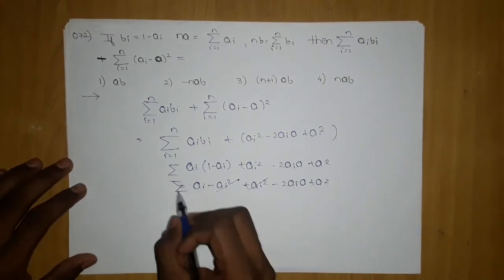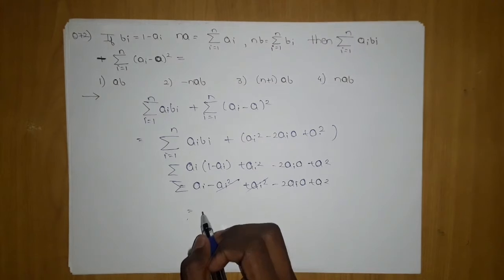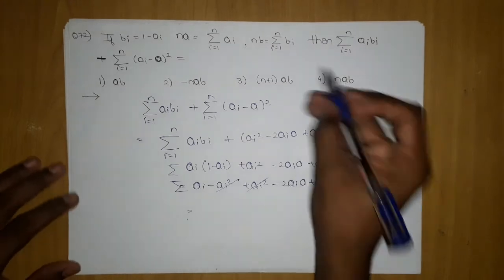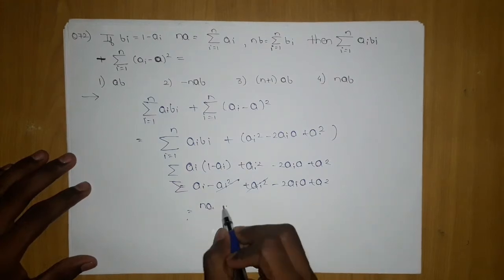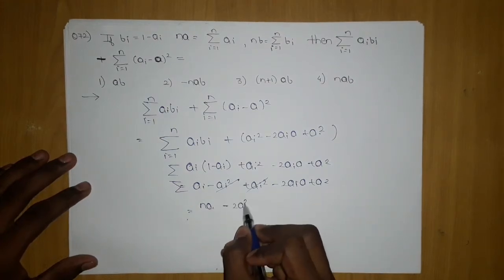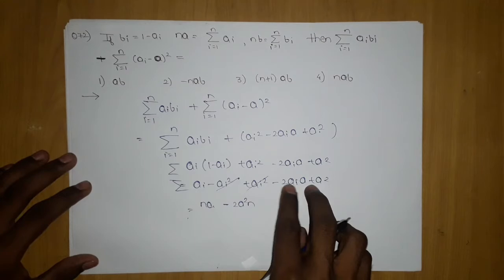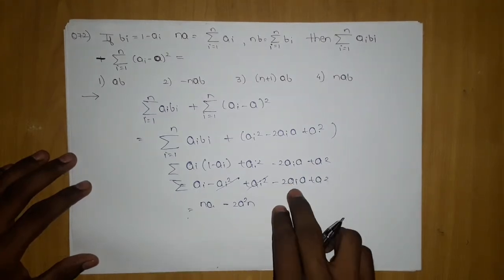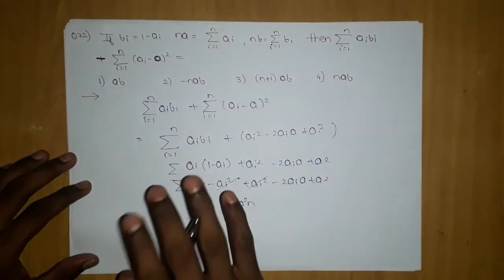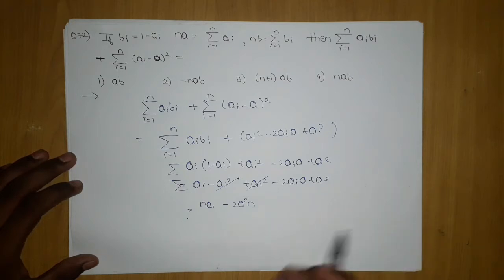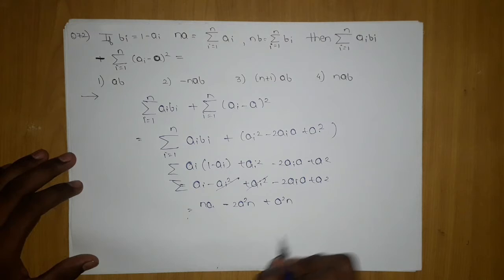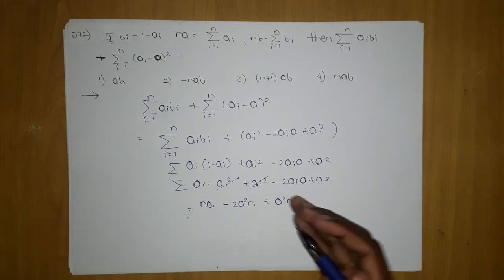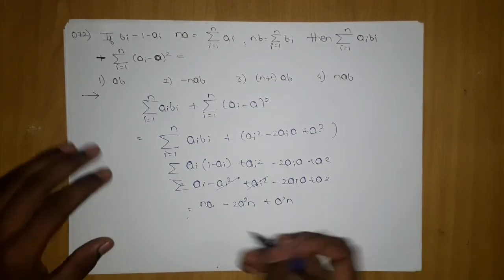When I apply summation to this ai, I will get what? Summation ai is nothing but na. This will give me 2a square n, because 2a will move out, ai will be left, which is nothing but na. So I am not writing that step unnecessarily. And this a square will move out since it is a constant, n will be left there, but it is minus 2a square n and plus a square n, so minus a square n will be left.